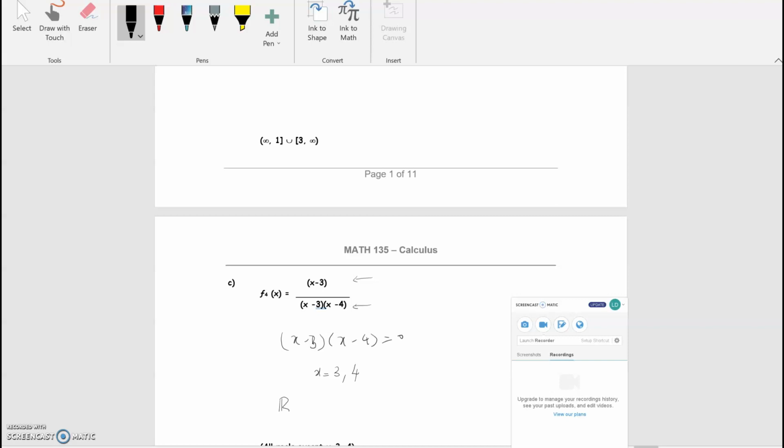So the domain is all real numbers except the numbers 3 and 4. Okay. Notice that x minus 3 and x minus 3 can get cancelled. But when x is equal to 3, you're not allowed to cancel it, because you're not allowed to cancel a 0 with a 0 and call it a 1, right? So just look at the denominator and figure out where it is undefined.